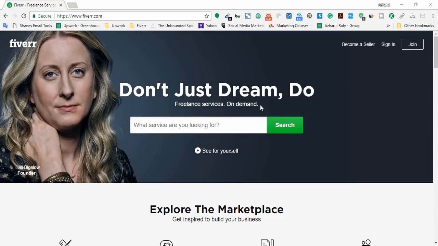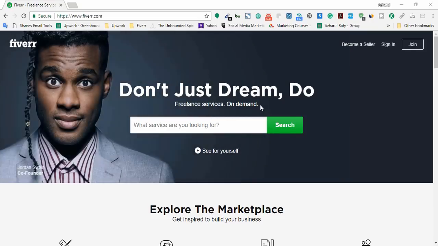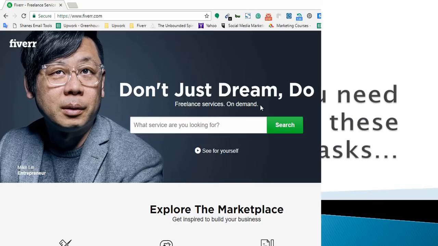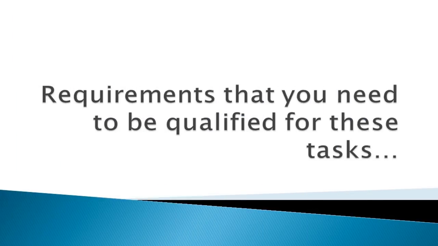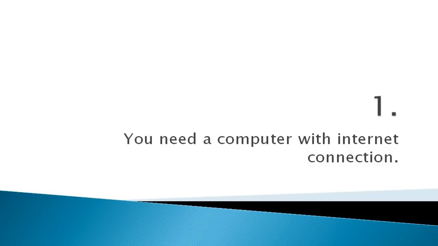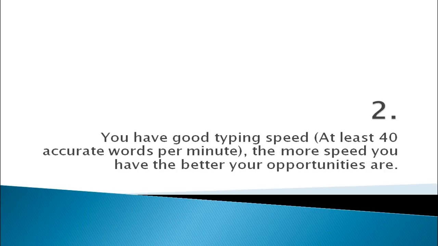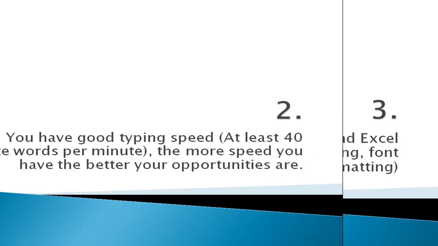Today in this particular video, I am going to discuss and show a way to earn easily from Fiverr. So as it is a part of the way, let's make it clear about the requirements that you need to be qualified for these tasks. Number one, you need a computer with an internet connection. Number two, you have good typing speed, at least 40 accurate words per minute. The more speed you have, the better your opportunities are.